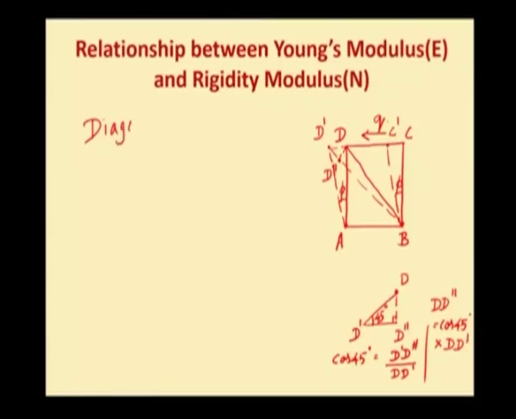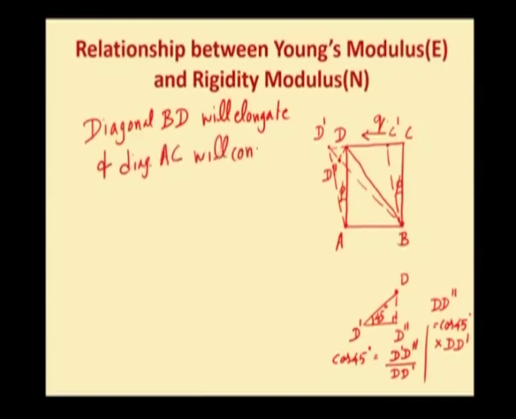The diagonal BD will elongate and the other diagonal AC will contract. Because of the direction of the applied shear stress, BD will elongate into BD dash, whereas the diagonal AC will be shortening into AC dash.